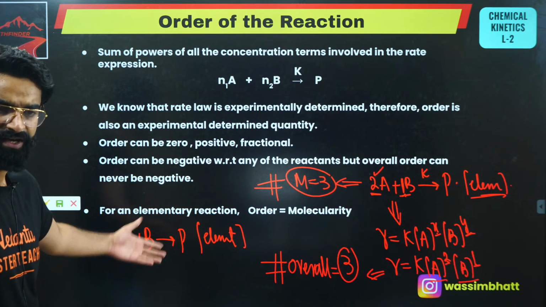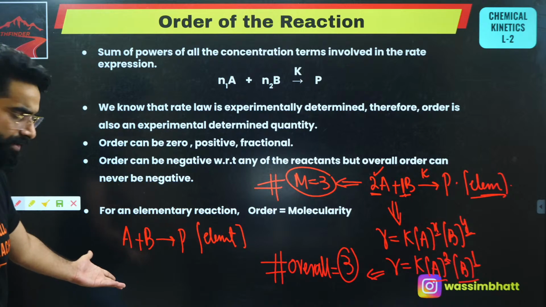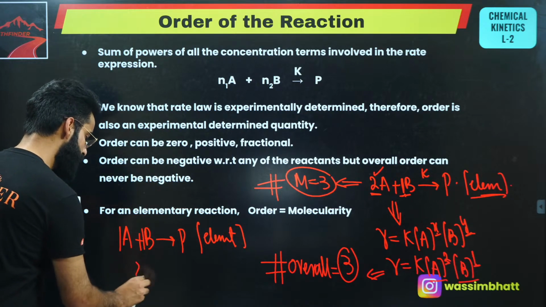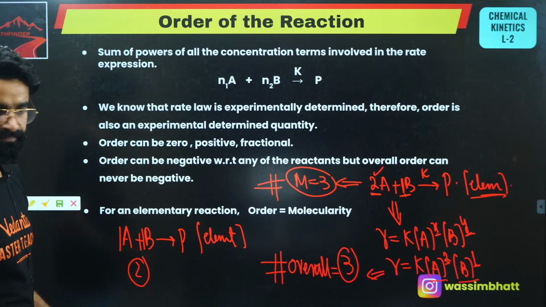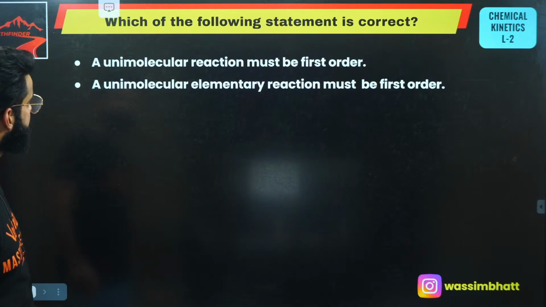Absolutely, it's going to be 2, right? Because for the elementary reaction, order is equal to molecularity. So molecularity is 1 plus 1, 2. So order of the reaction will also be 2, right? As simple as that. This was important, correct?